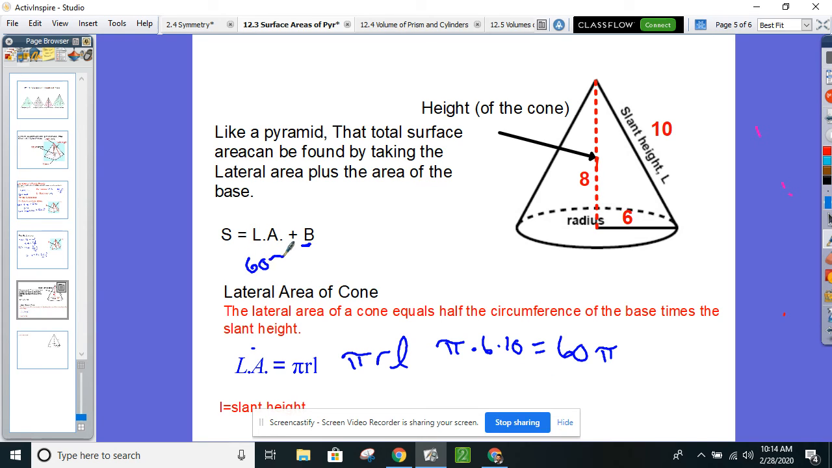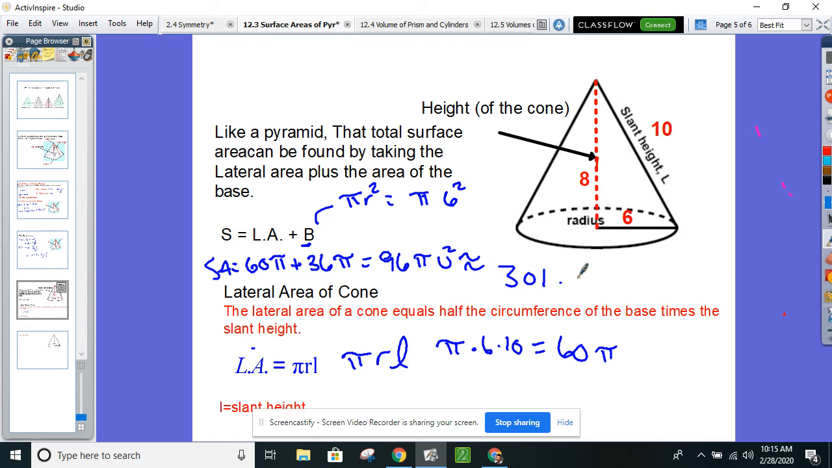That's 60 pi. And remember, our base is a circle, so that's always going to be pi radius squared. So we do pi times 6 squared. 6 squared is 36, so we get 36 pi. Our surface area here is 60 pi plus 36 pi, that's 96 pi. If it tells you to leave it in exact form, then you're done right there, units squared. We leave it in pi form, but if it tells you to round to the nearest tenth or so, we take 96 times pi. We get 301.6 units squared.